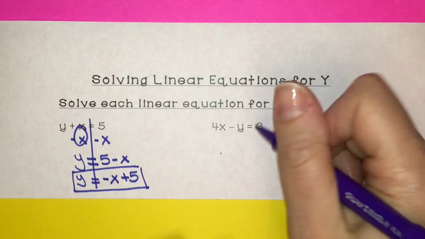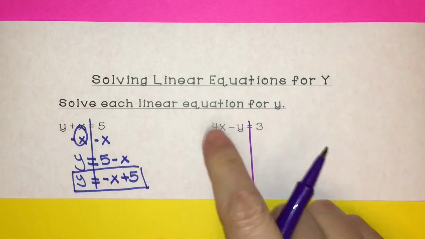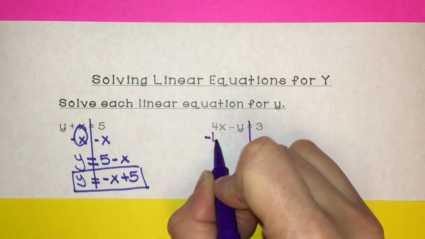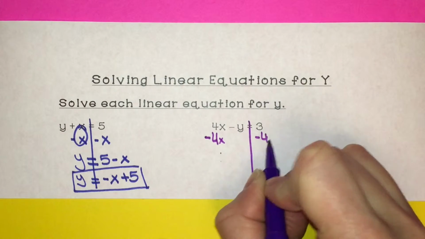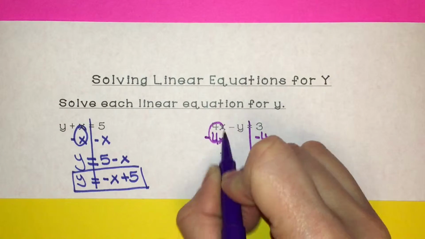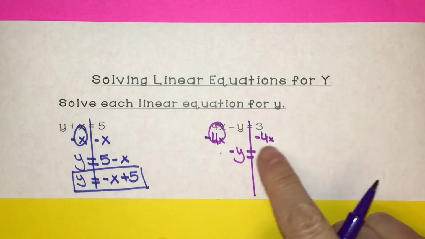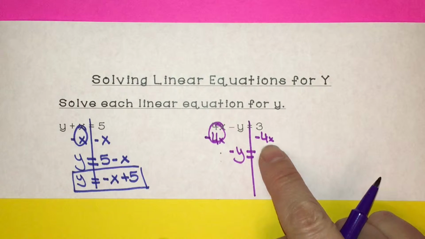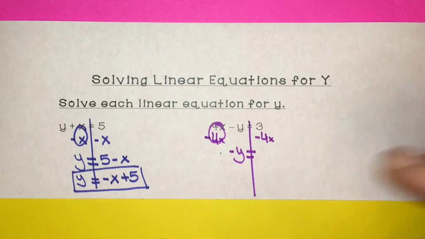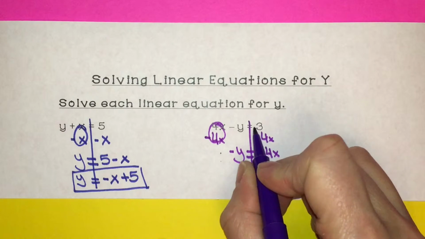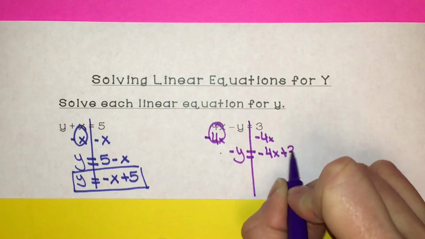All right, so on this one, I want to start by getting rid of that 4x. Opposite of positive 4x is minus 4x. 4x minus 4x is 0. Here I have a negative y equals, I'm just going to put my negative 4x or minus 4x in front because I want to rewrite it that way anyways. So I have a negative 4x. My 3 is positive, so plus 3.